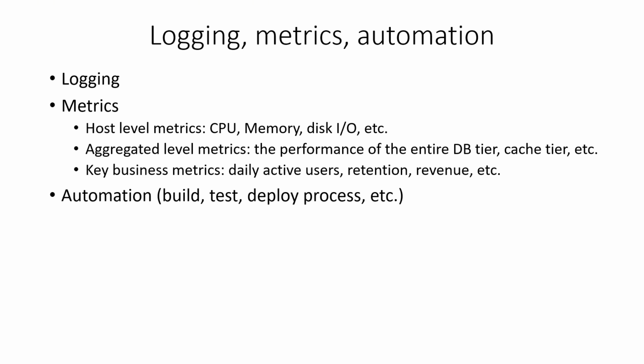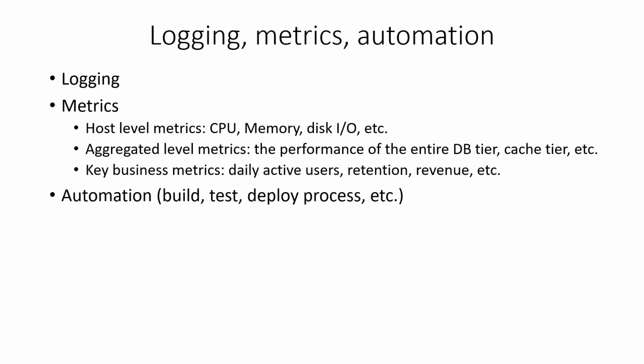Metrics. Collecting different types of metrics helps us to gain business insights and understand the health status of the system. Some of the following metrics are useful. For example, host level metrics: CPU, memory, disk I/O, etc. Aggregated level metrics, for example, the performance of the entire database tier, cache tier, etc. Key business metrics: daily active users, retention, revenue, etc.